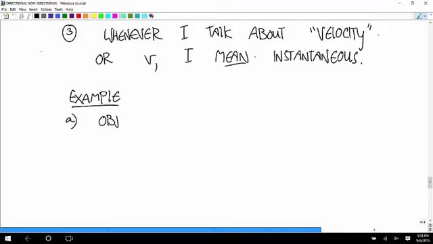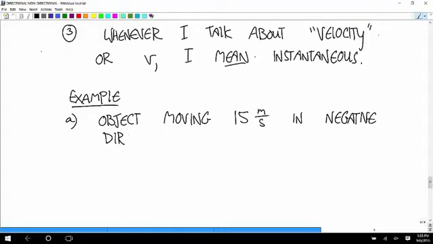Okay, so let's say that you have an object that's moving 15 meters per second in the negative direction. What's v at that instant? So that's a speed. It's moving in the negative direction. So v is equal to negative 15, that's right.